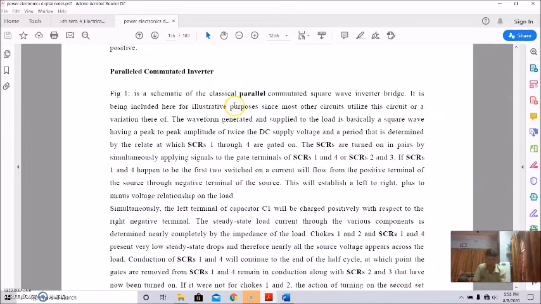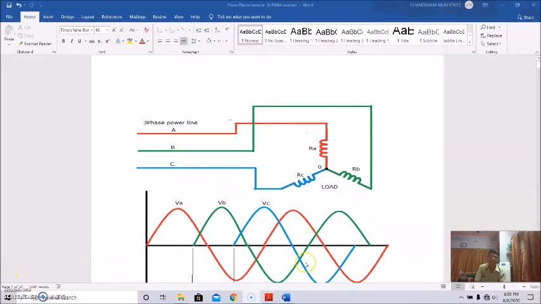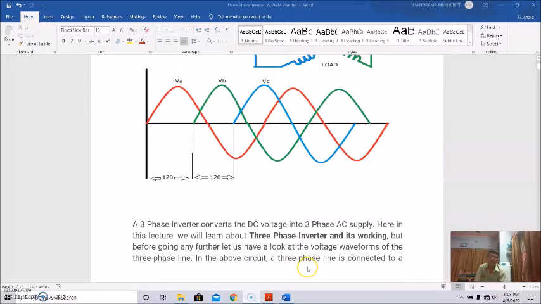So next we'll start the three-phase inverter. Now we'll discuss the three-phase inverter. So basically, a three-phase inverter converts DC voltage into three-phase AC supply. So today we'll learn about the three-phase inverter and its working.